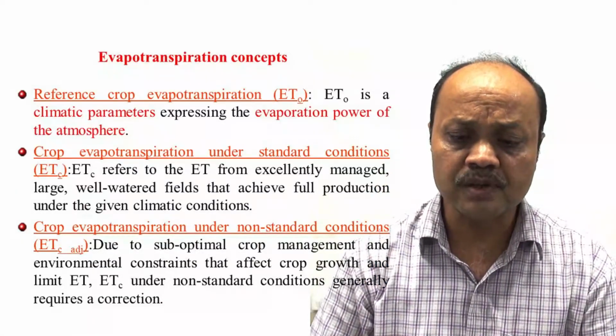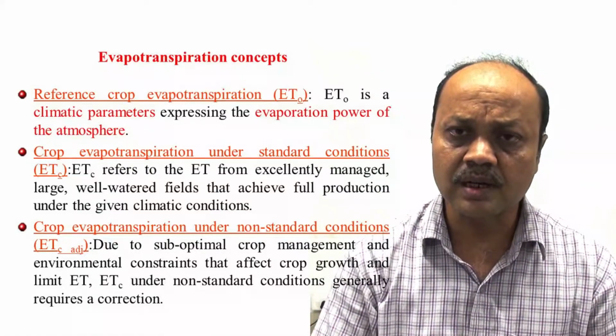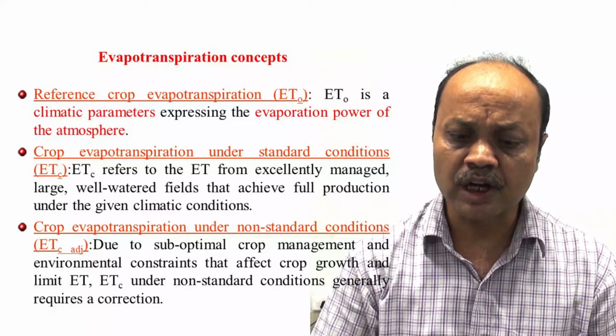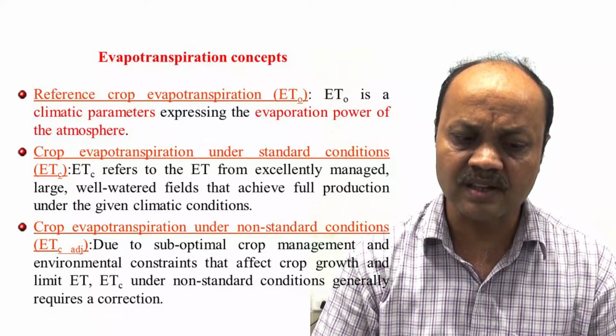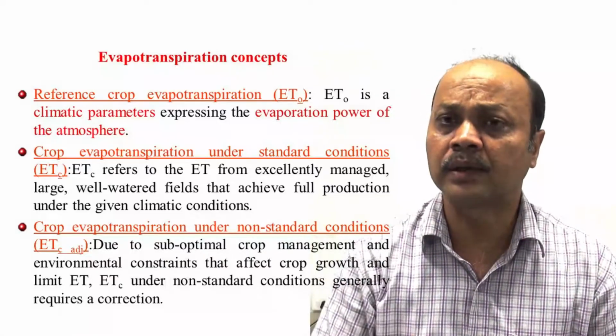And the crop evapotranspiration under stated conditions is the crop water requirement. What is this? ETc. It refers to the evapotranspiration from an excellently managed large well-watered field, meaning the actual requirement of the crop, like take the example of tomato.